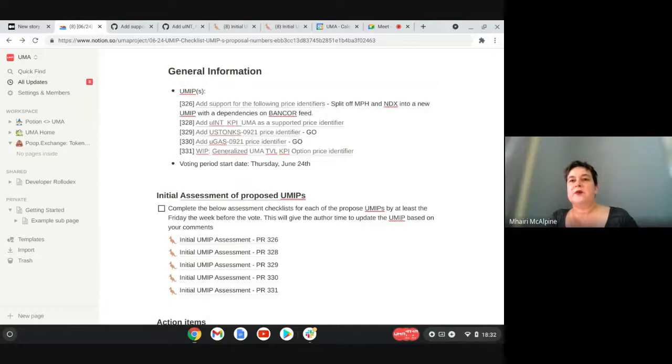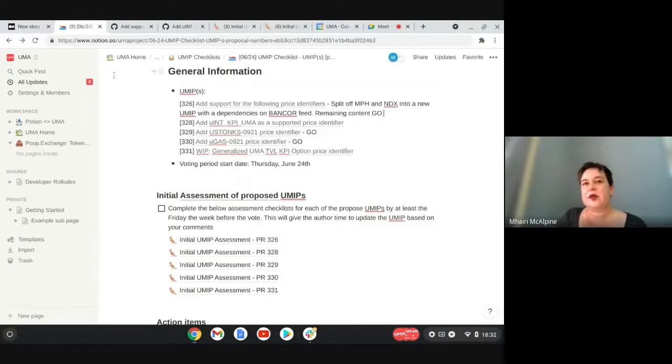Okay, with the dependencies in a Bancor feed, the remaining content goes forward.